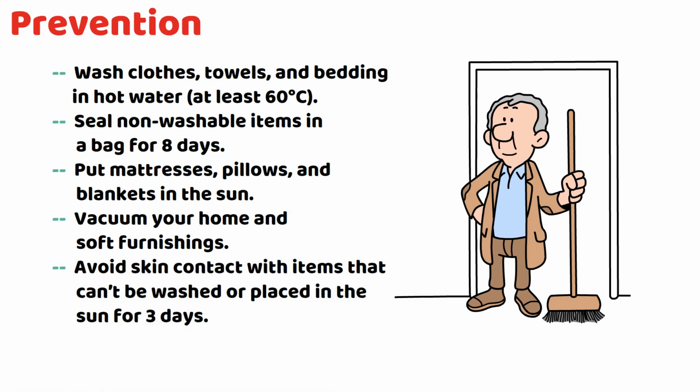So, how can you prevent scabies? There is no vaccine for scabies. The best way to avoid getting it is to stay away from people or places with known scabies outbreaks. It spreads easily among people living in the same house or sharing a room.